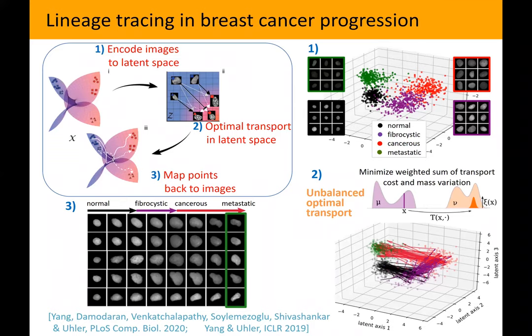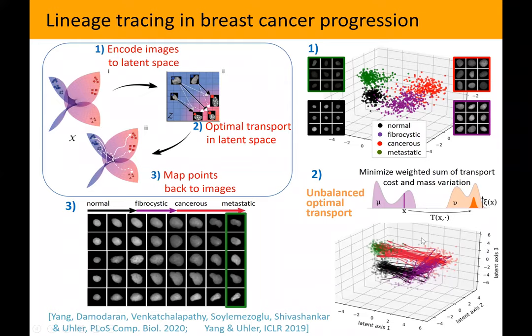And that's exactly this optimal transport problem. I have the normal state and I have, say, the earliest state that the pathologist can detect, with many cells there. Well, how would they have looked at slightly earlier time points? That's exactly what one could try to do using optimal transport.